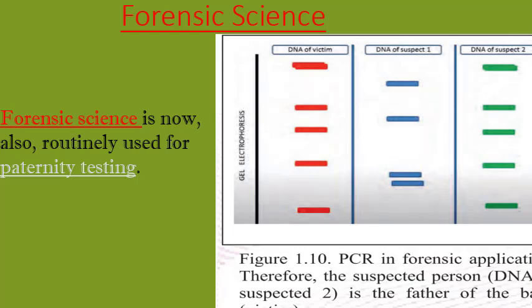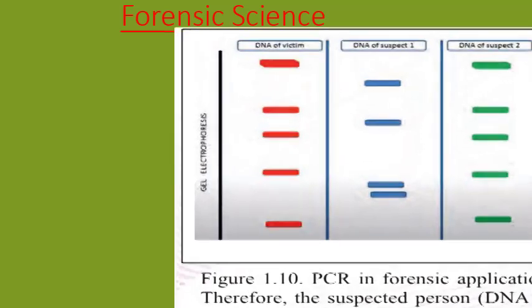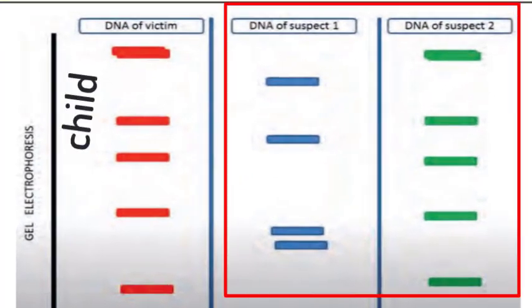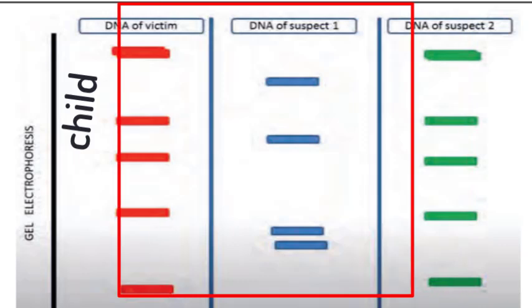Forensic science is now also routinely used for paternity testing. Suppose a woman had sexual intercourse with two individuals, suspect 1 and suspect 2, at the same time. Then she became pregnant and delivered a child. So, who was the father of this child? Suspect 1 or suspect 2?